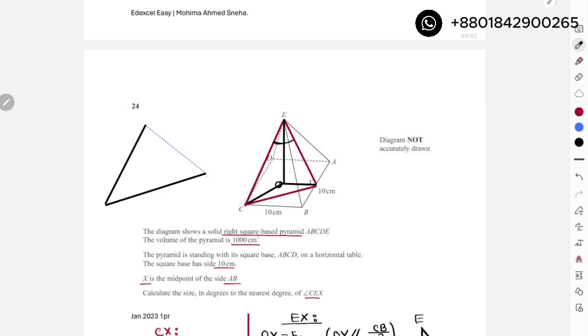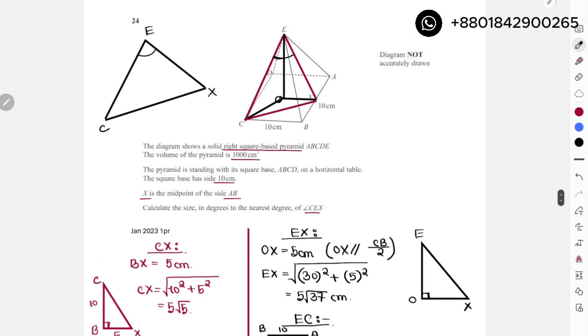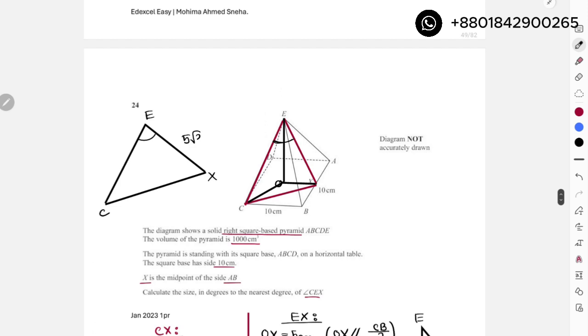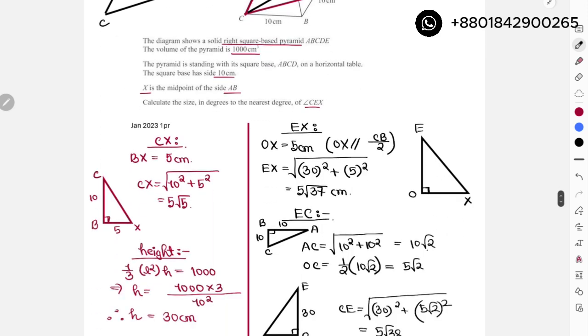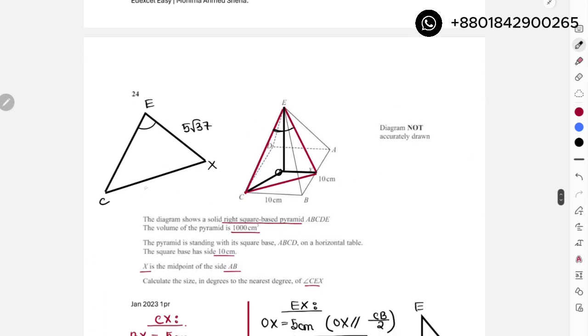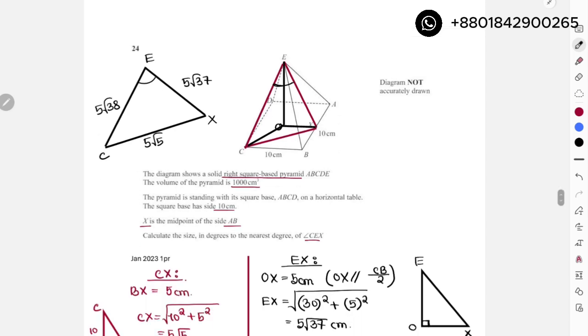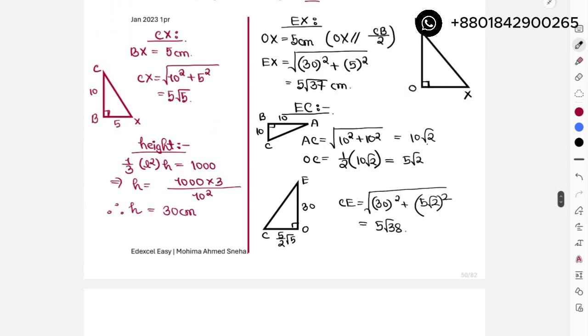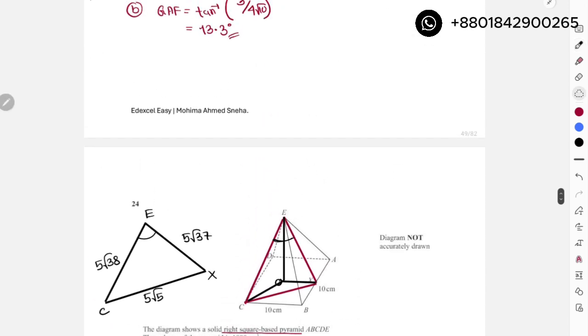For this situation, we have E, X and C. We have all the lengths, and from all the lengths we can find out this theta easily. EX is 5 root 37. CX is the first one we calculated, 5 root 5. And EC is the last one we calculated, 5 root 38. Right, so you can use these dimensions and the cosine rule to find out the value for your theta.